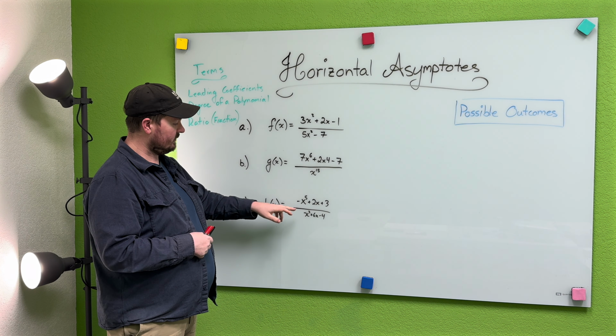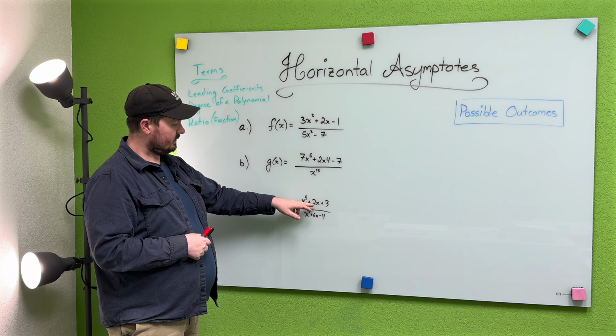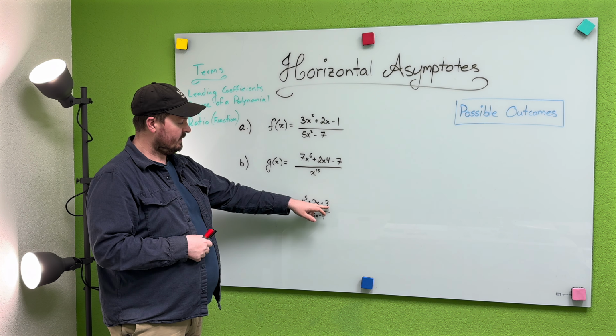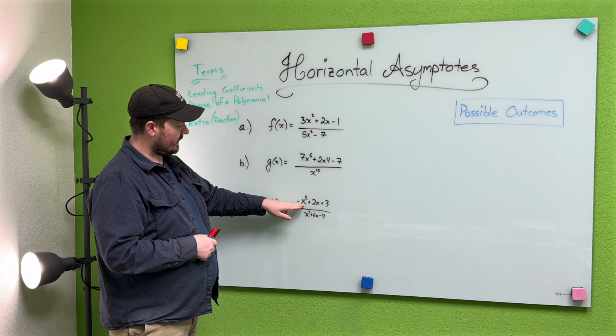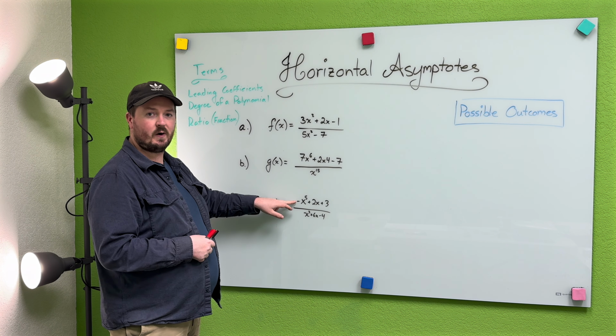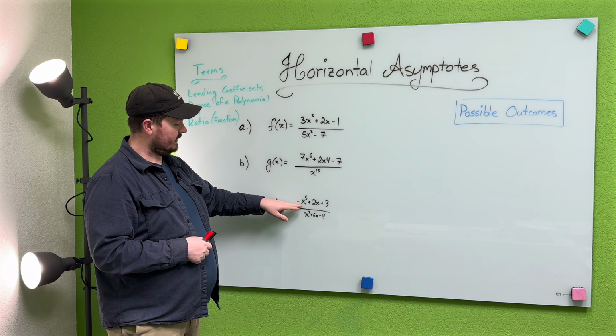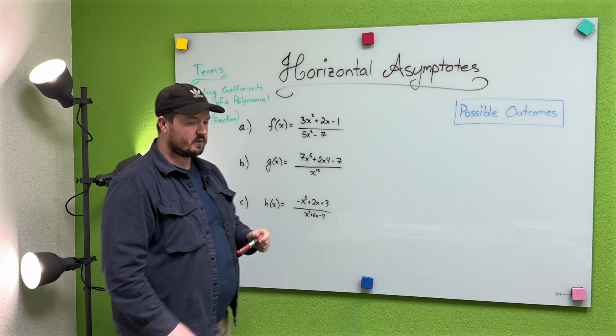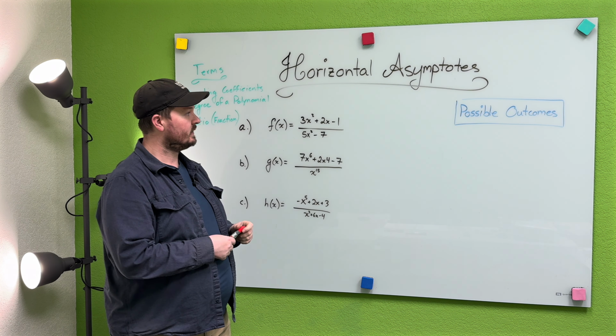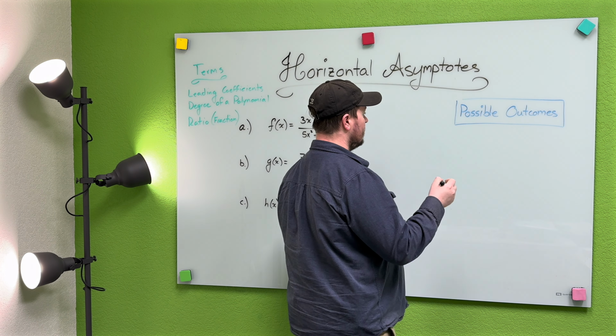One final example, we have x to the 5th, 2x to power 1, then just a 3. So the highest power on x is 5, and the number in front of x is -1. So -1 would be the leading coefficient here. So there are three possibilities when we talk about horizontal asymptotes.